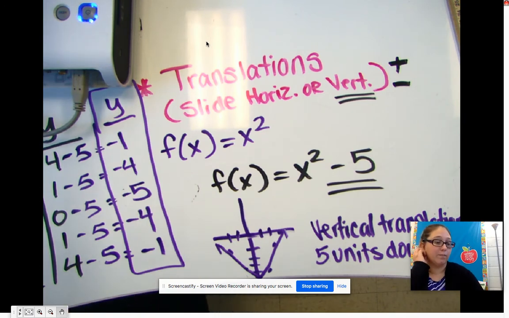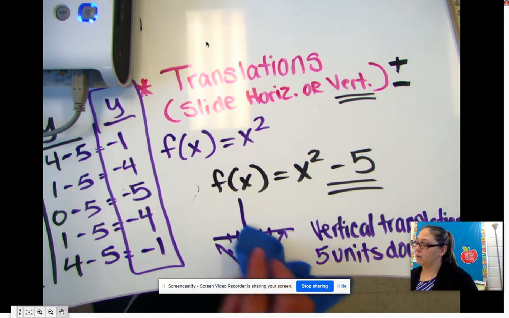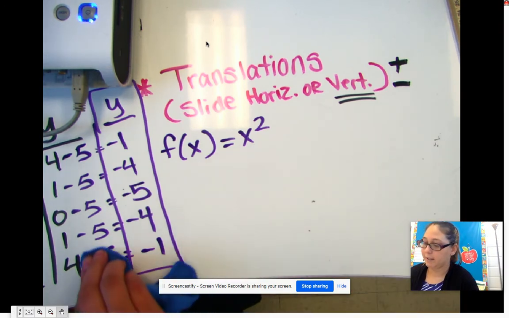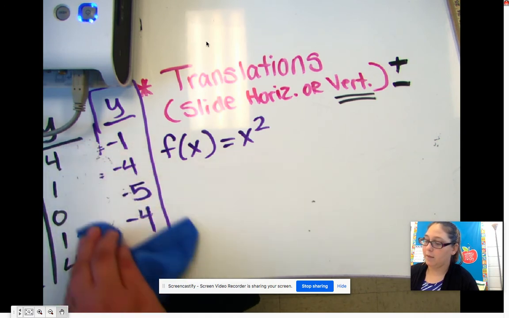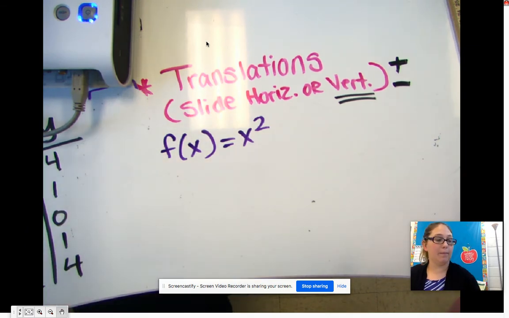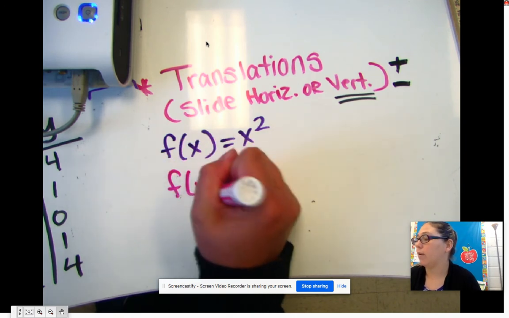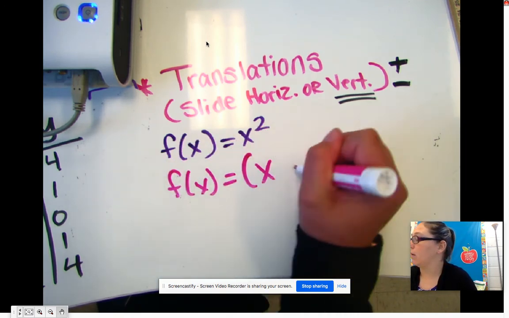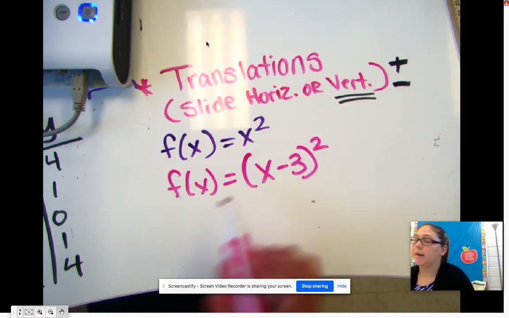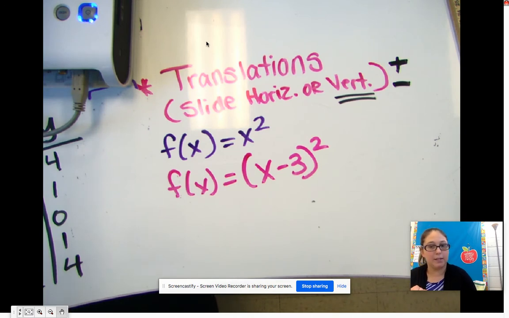So that was vertical. I'm going to keep the parent function so that we can still see it. But now I'm going to do a translation where it affects my x values, right? And so if I have one, let's just make one up. Okay, so now it's on the inside. And when I say inside, it's either the inside of the parentheses for a quadratic, inside of the absolute value for absolutes, or inside the square root for square roots.